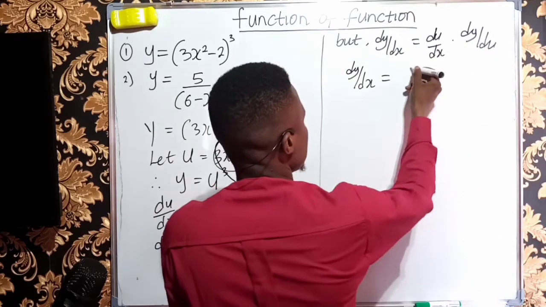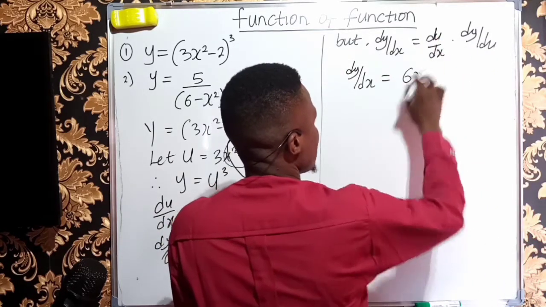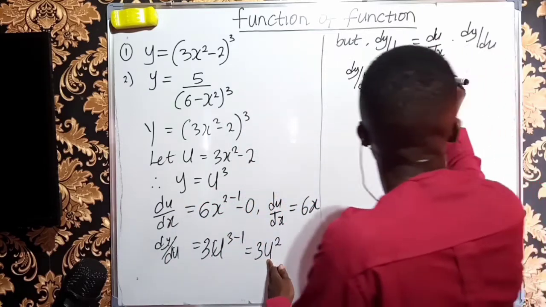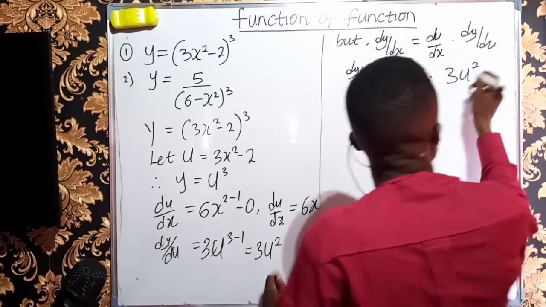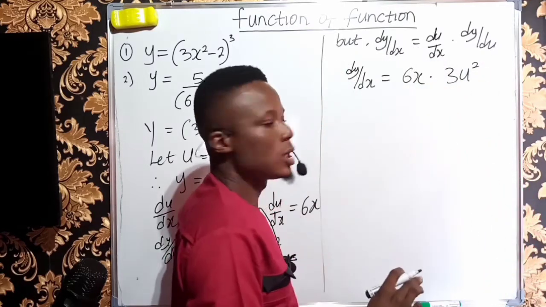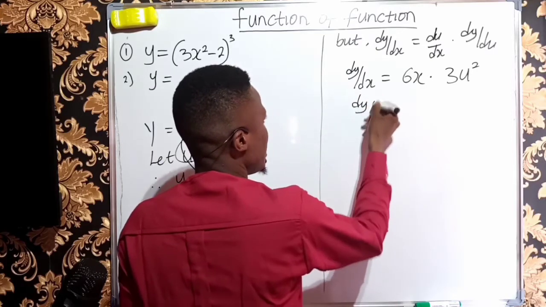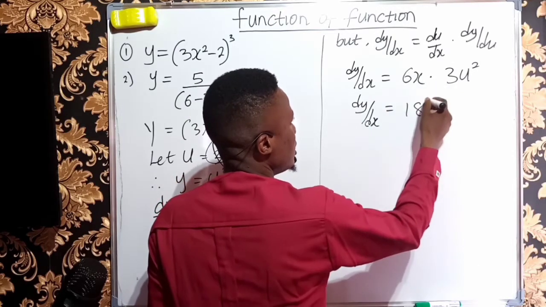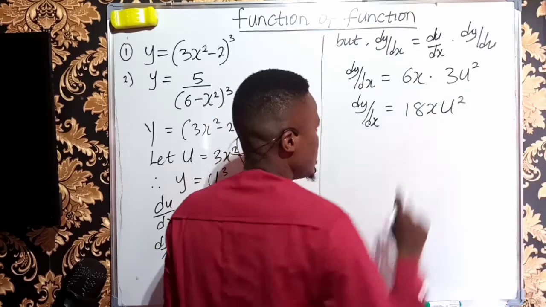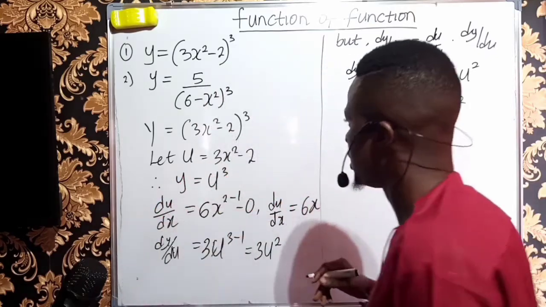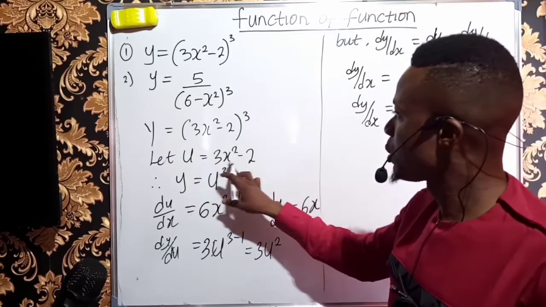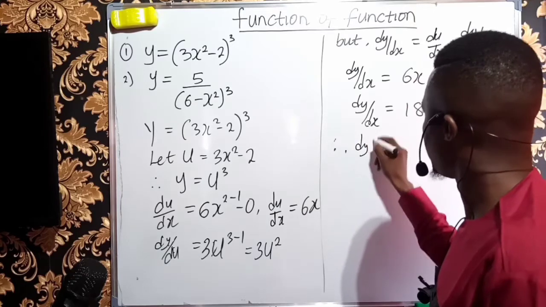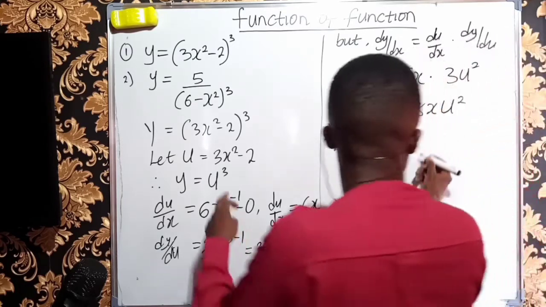So I'll write 6x in place of du/dx. Then dy/du gave us 3u². So you multiply by 3u². Remember, the dot is just multiplication in math. So dy/dx will now be 6x times 3u², which will give us 18x u². We would have stopped here, but initially we said that u is equivalent to 3x² − 2. Therefore, dy/dx will now be 18x.